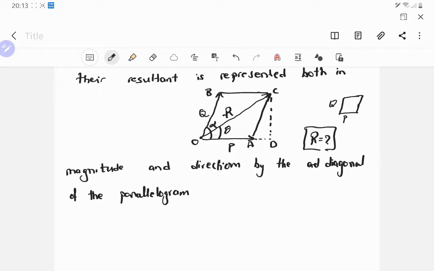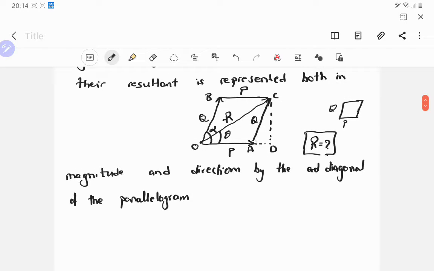Now if you see here, OA is P and OA is a horizontal line. The side BC also represents the force P. Same as OB is Q, the side AC also represents Q. The angle between Q and the horizontal line is alpha, so the angle between Q and the horizontal line here is also alpha. I hope you are understanding this.